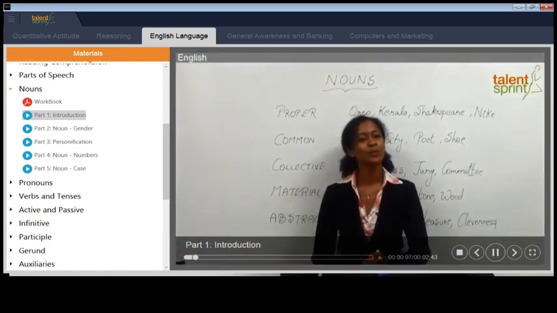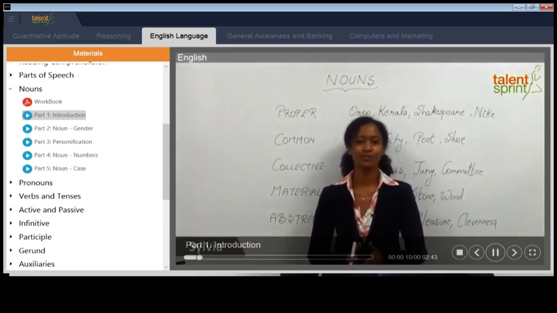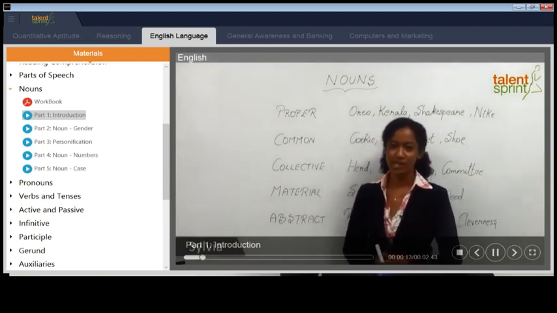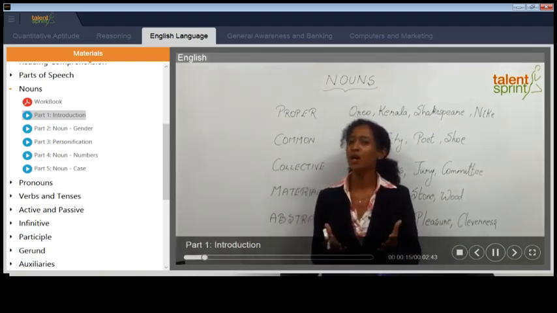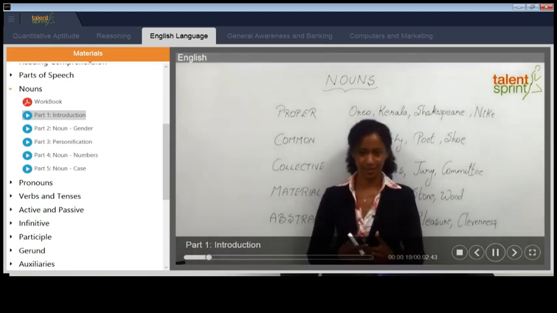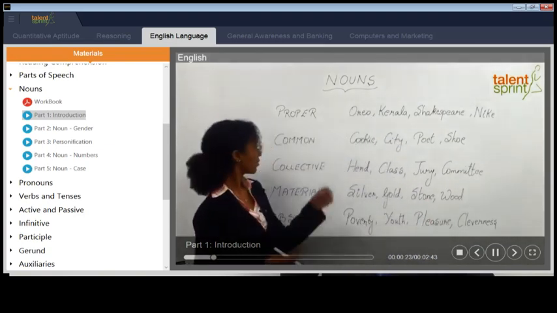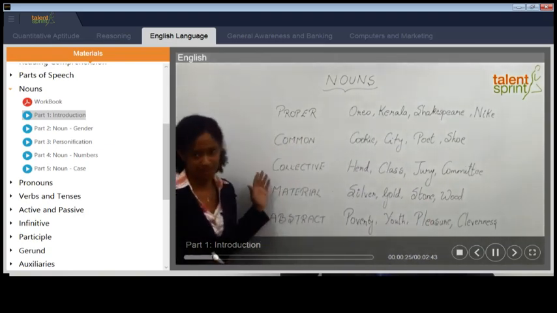In this session, we will be looking at nouns, one of the parts of speech. Let's say probably the first part of speech. So what are nouns? Nouns are names of person, places, animals, or an idea. We're going to look at the different types of nouns. We have about five types of nouns here.